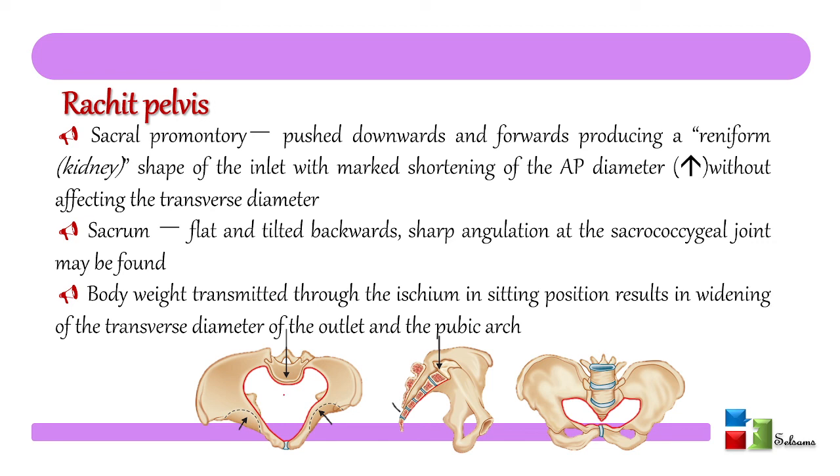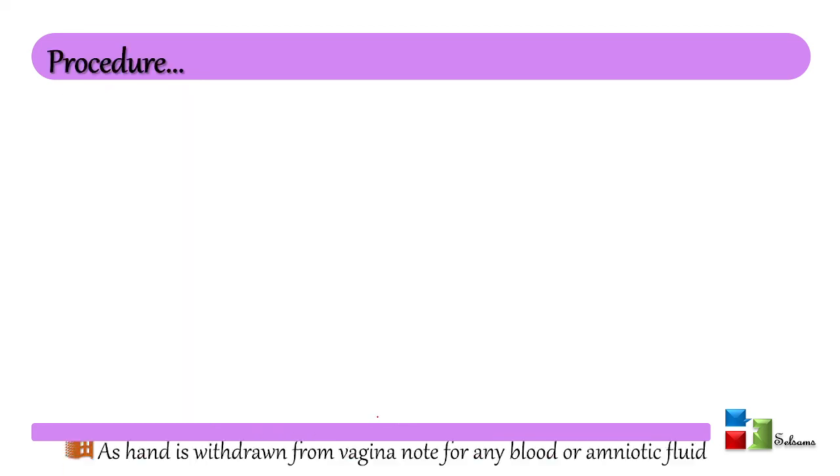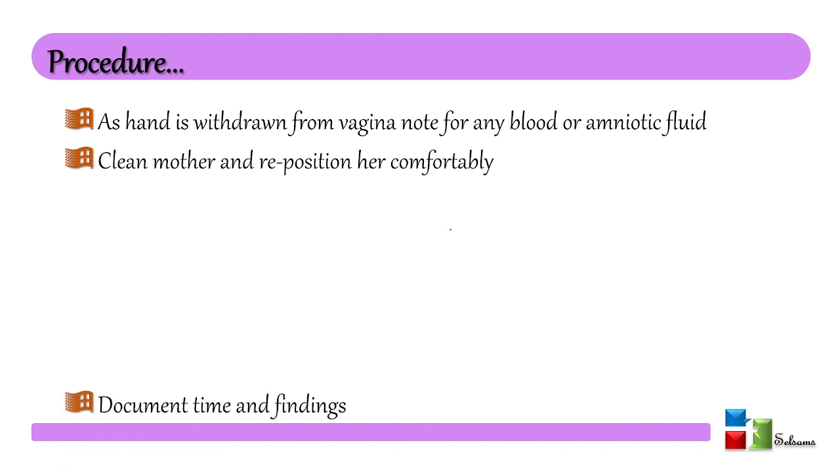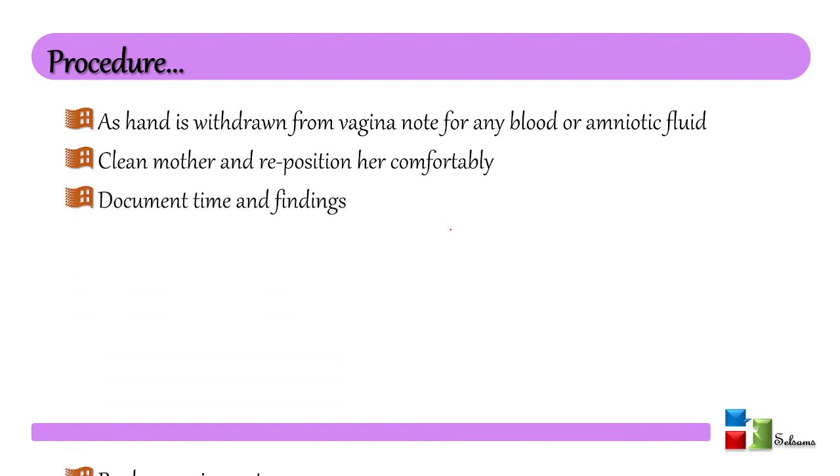If there's sharp angulation at the sacrococcygeal joint, again the progress will be obstructed, and the body weight will be transmitted through the ischium in sitting position as well, widening the transverse diameter of the outlet and the pubic arch. So, the hand is withdrawn from the vagina, note for blood or amniotic fluid, clean the mother and reposition her comfortably. Document time and findings, replace equipment, and the main purposes we already went through.